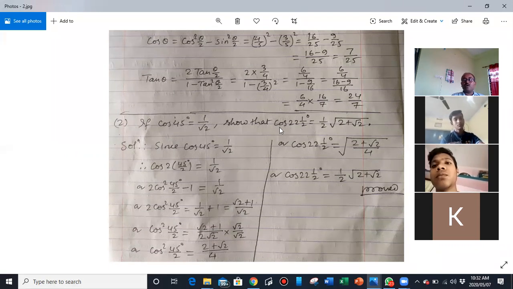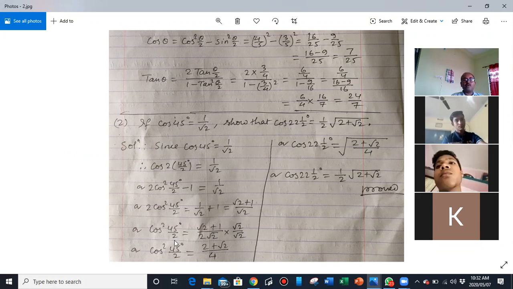Our target is cos 22 and a half. So we will not go into sine and other formulas. Directly cos 2 theta equal to 2 cos square theta minus 1. We will use that. So 2 cos square 45 degree by 2 minus 1 equal to 1 by root 2. So shift 1 to that side. 1 will be added on the right side: root 2 plus 1 by root 2. This is 2 cos square 45 by 2. Now shift this 2 also gradually step by step.